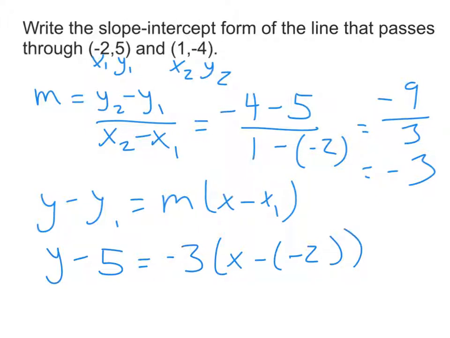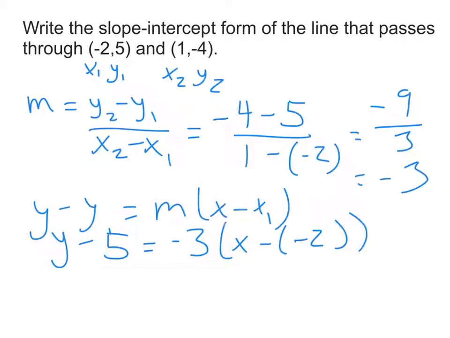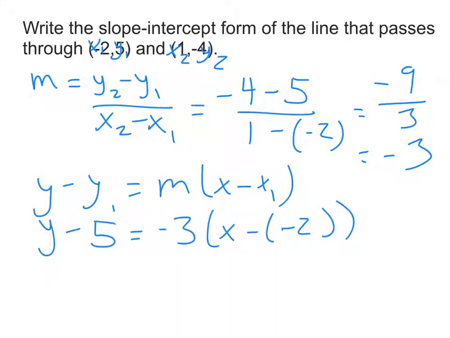Don't forget, they were asking us to find the equation in slope-intercept form. So we're going to have to do that one extra step where we move the -5 over and we distribute the 3 through. So let's make a little room here.